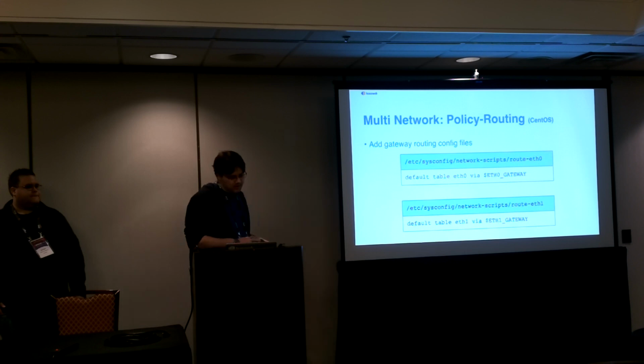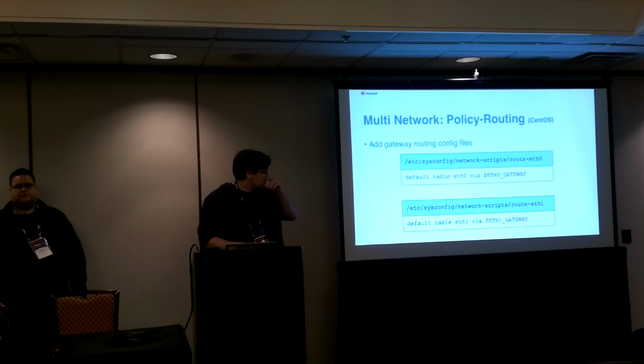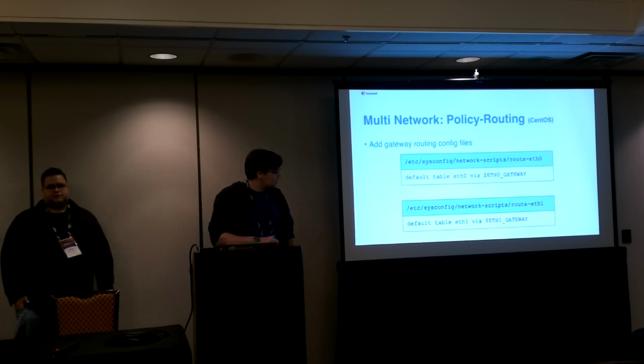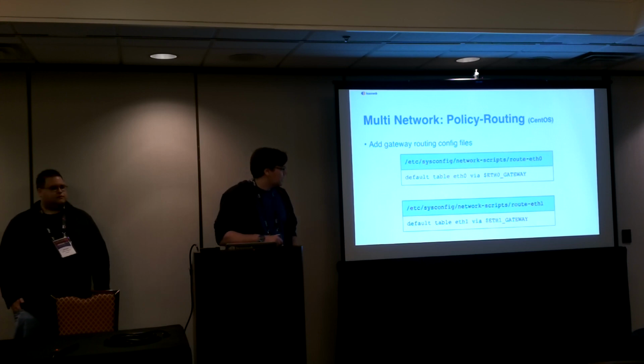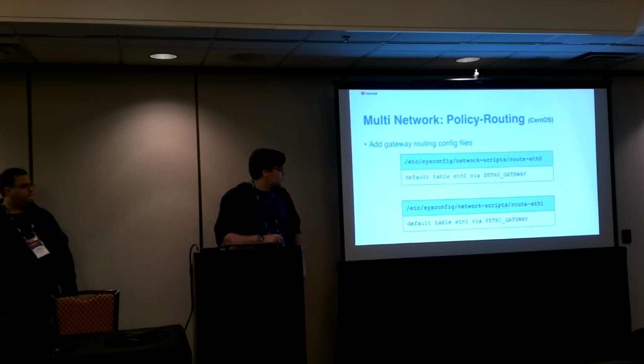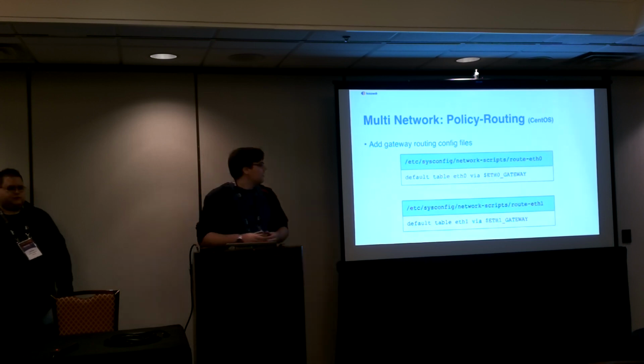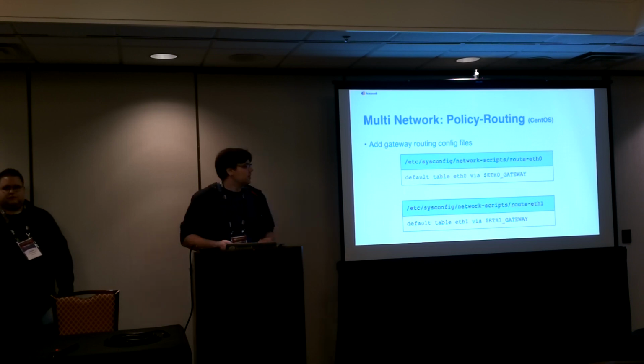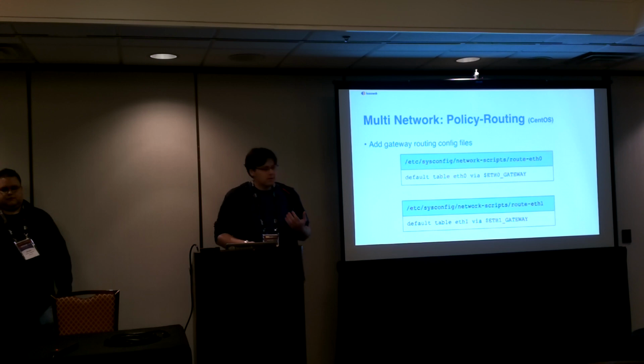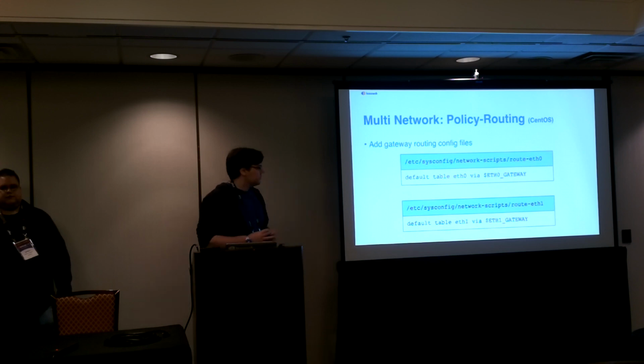Next, you have to add the gateway routing configuration. In CentOS this is a route-eth configuration file, so route-eth1, route-eth2, whatever. The configuration here is default table eth0 via eth0 gateway. Obviously, you replace eth0 gateway with your gateway there. The table name is right there, and that's the same one you added to the rt_tables file. And again, you need to add this for every interface you have. This will define the gateway which traffic should route through for that interface.